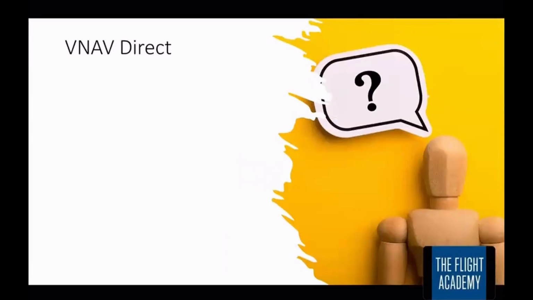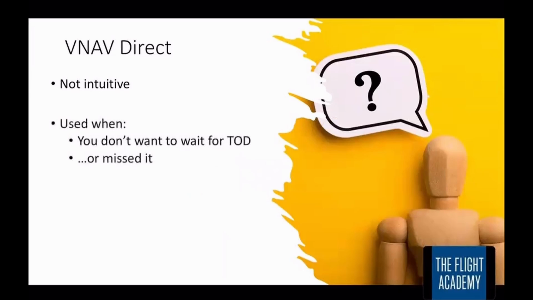There is a function that is a little bit confusing for many Cirrus pilots and Garmin pilots, I would say, in general, and they come by it honestly because it's not terribly intuitive. It's a function called VNAV Direct. VNAV Direct is designed to quickly change the descent angle to meet your airplane for any number of reasons.